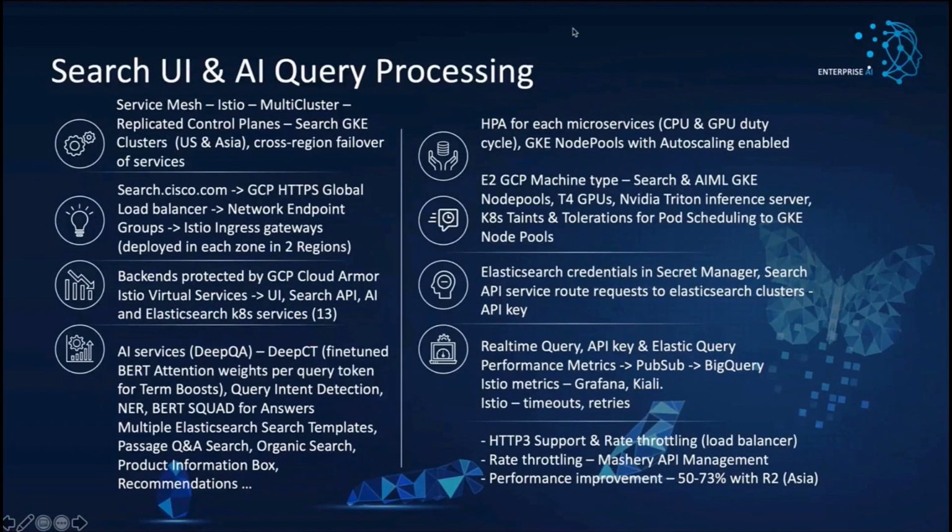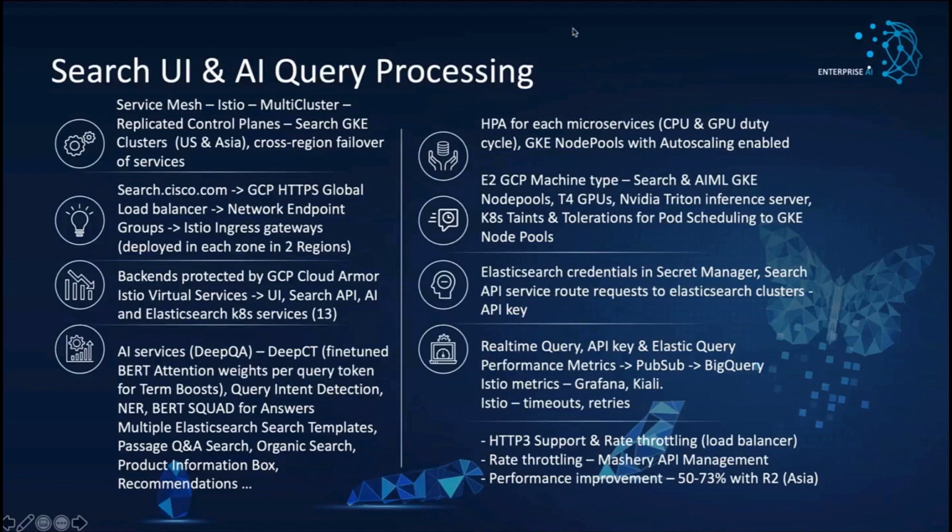So the search domain name for the search UI is mapped to the GCP HTTPS global load balancer, which has the network endpoint groups as a backend, and these NEGs talk to the Istio ingress gateway pods that are deployed in each zone in each of the two regions. The backends are protected by GCP Cloud Armor to protect against bot attacks. We have Istio virtual services, which route the traffic across the search and the AI microservices and Elasticsearch. A single query passes through 13 microservices to perform a search.